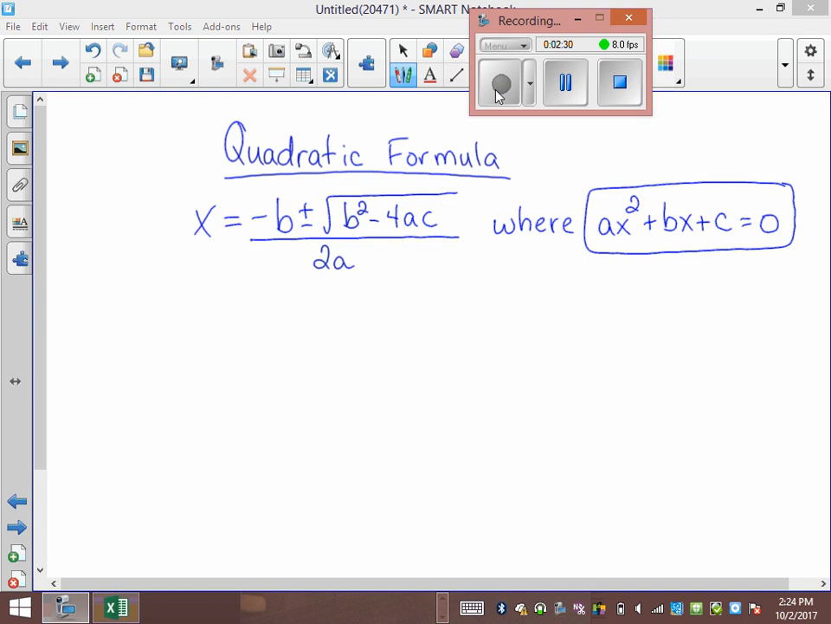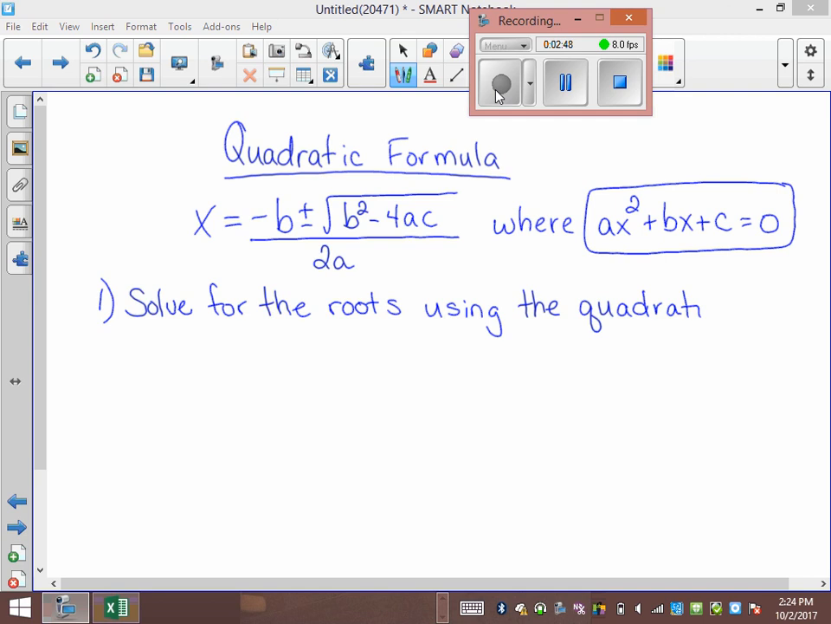Okay, so we are going to solve for the roots using the quadratic formula. So we're going to have 9x squared plus 12x equals negative 4.